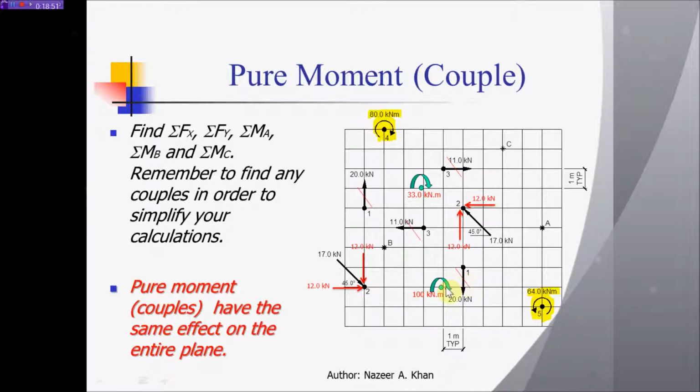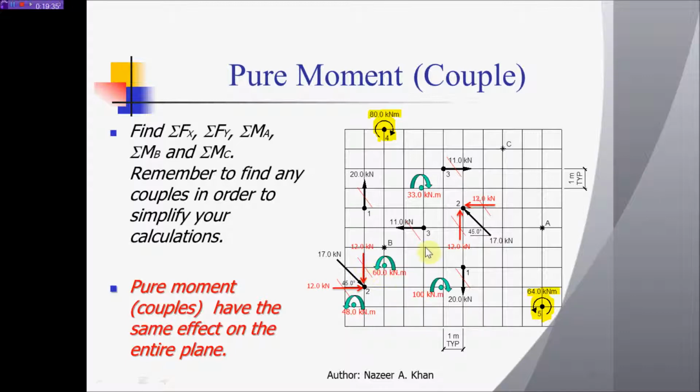These two couples, and we see that we have 20. 1, 2, 3, 4, 5, so that'll give us 100. And if I go head to tail again, I have clockwise direction, hence the clockwise direction there. Let's go and deal with the other two. We see we have a horizontal here and a horizontal there. 12 times 1, 2, 3, 4. 12 times 4 is 48 kilonewton meter. And if I were to join these head to tail, I would have counterclockwise direction, which is the positive direction.